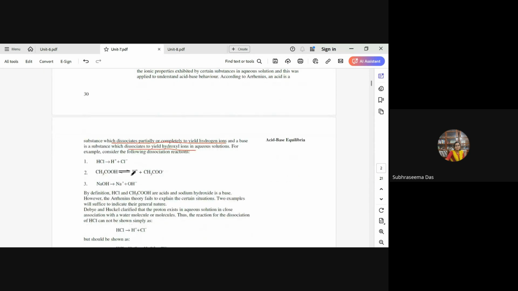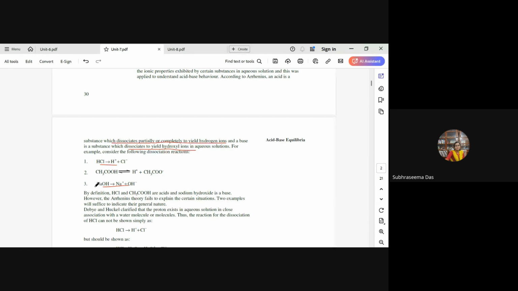For example, HCl is an acid because it dissociates to give H plus ions in solution, whereas according to Arrhenius, NaOH is a base because it gives OH minus ions upon dissociation in aqueous solution. So by definition, HCl and CH3COOH are acids, whereas NaOH is a base. But the Arrhenius theory fails to explain certain situations.